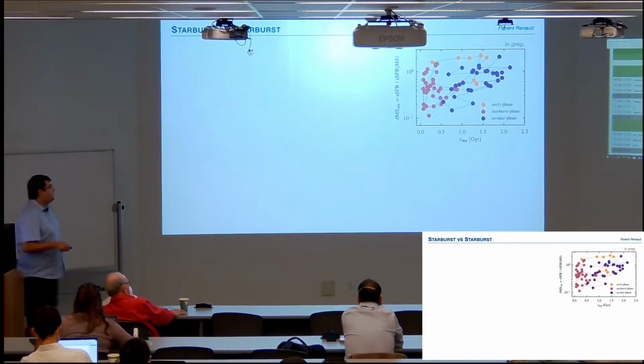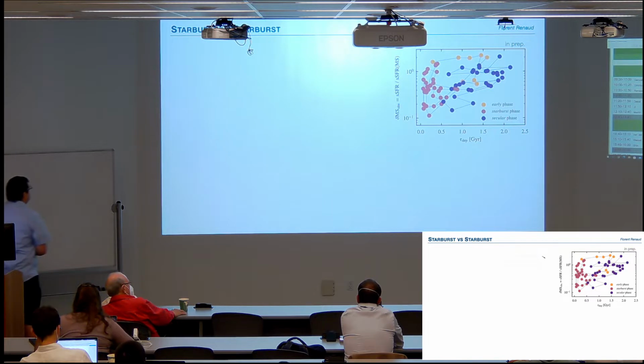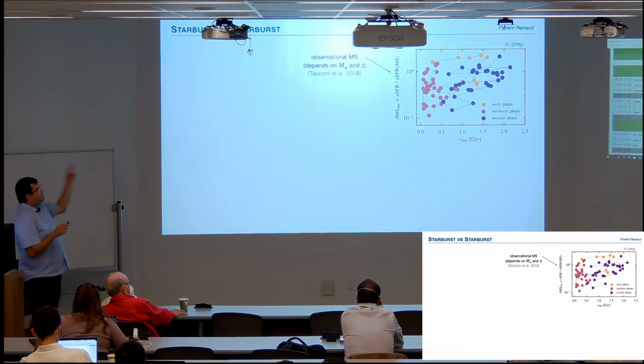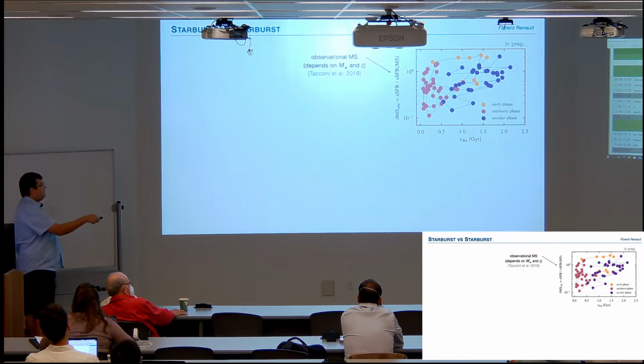That's what I'm showing here, again using a simulation: depletion time versus offset above the main sequence. And to define the main sequence, here I adopt the observationally motivated definition from Linda Tacconi that depends on the stellar mass and the redshift. So I divide the SSFR from the simulation by this observational fit, and I get no correlation at all between the two quantities.